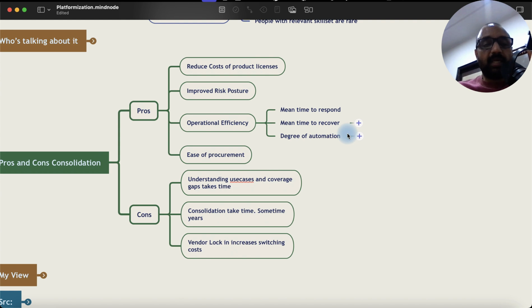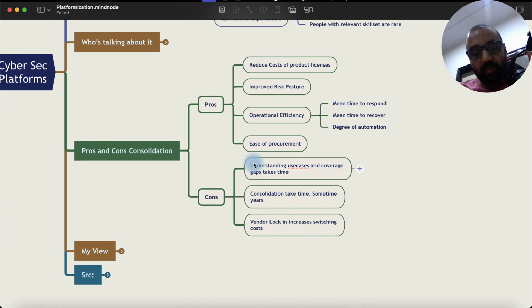On the con side, understanding use case and coverage gaps takes a lot of time. Maybe with multiple vendors, some of them are excellent, some of them could be mediocre. But on a high level, you will have more use case coverage. Some of them will, of course, have overlaps. But if you're trying to consolidate, you have to know what it is that you're tracking. Example, you might want to map all your use cases to MITRE's framework, and this analysis could take time. It could take years sometimes. You might not understand the coverage gaps unless you see the issues in real time. And then, of course, vendor lock-in increases switching cost, right? So that's the reality. Those were the pros and cons.